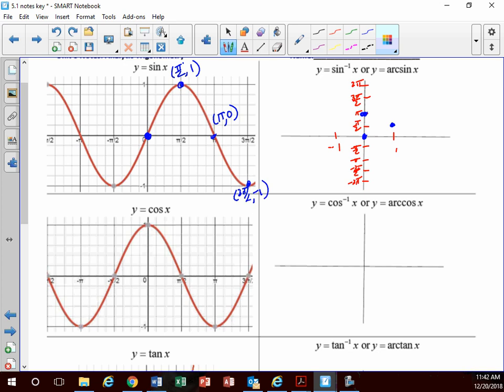So (3 pi over 2, -1) is going to be (-1, 3 pi over 2). So you just graph sideways. Kind of. It's actually reflected over the line y equals x. All right, follow the pattern all the way down into the negatives, and this is what your graph is going to look like.